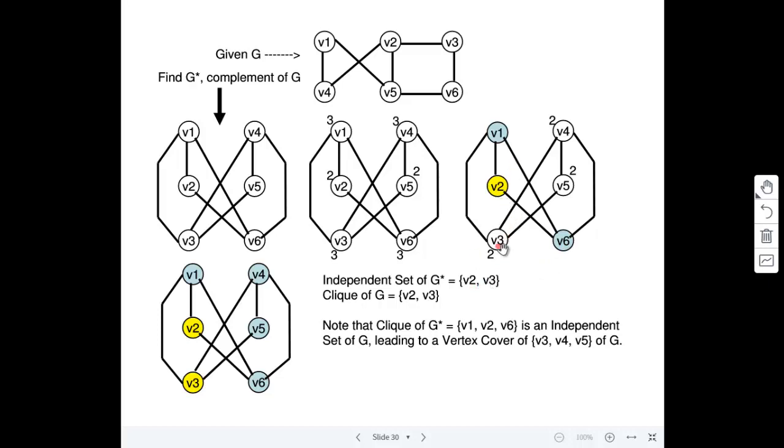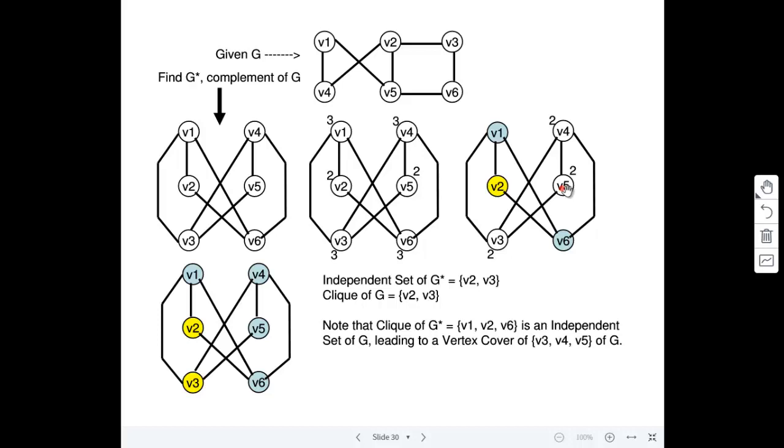So the other 3 vertices, V3, V4, V5, now they kind of are neighbors to each other. So they have 2 uncovered neighbors. V3 has V4 and V5 as its 2 uncovered neighbors. Similarly, V4 has V3, V5 as its 2 uncovered neighbors, and so on. So they kind of cover themselves.